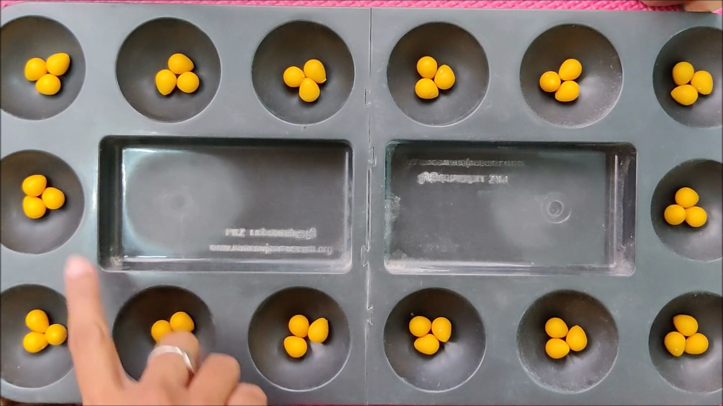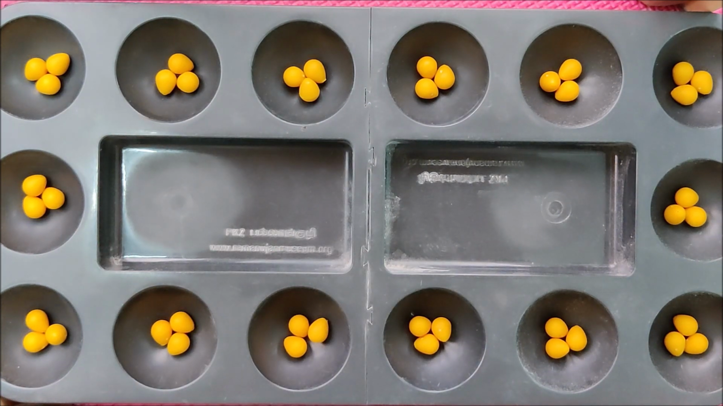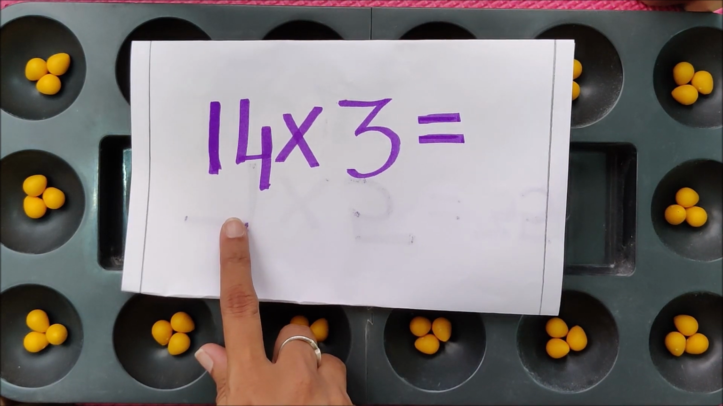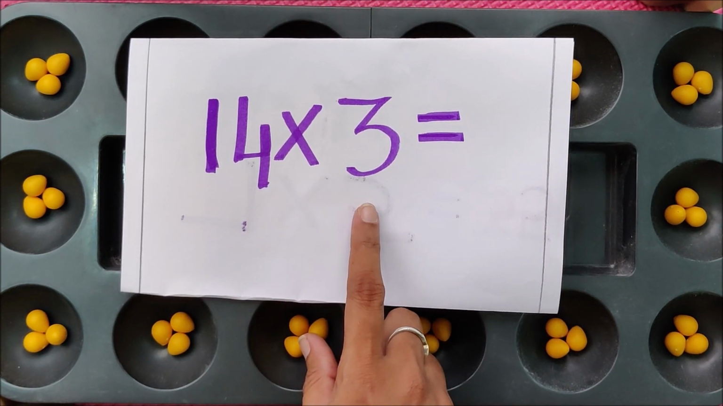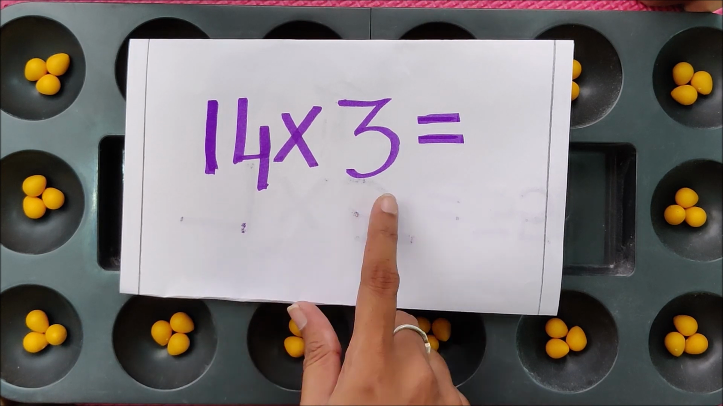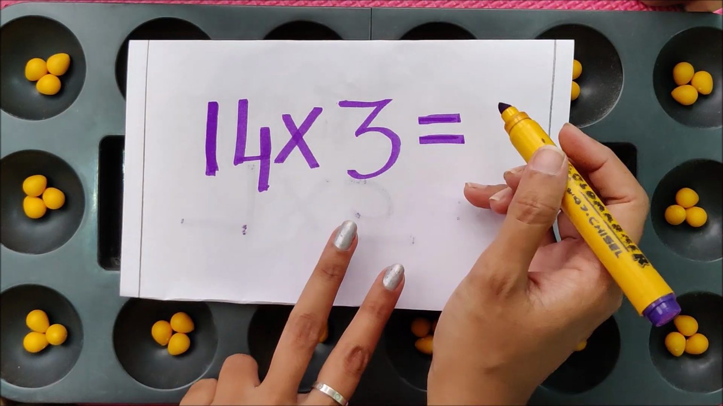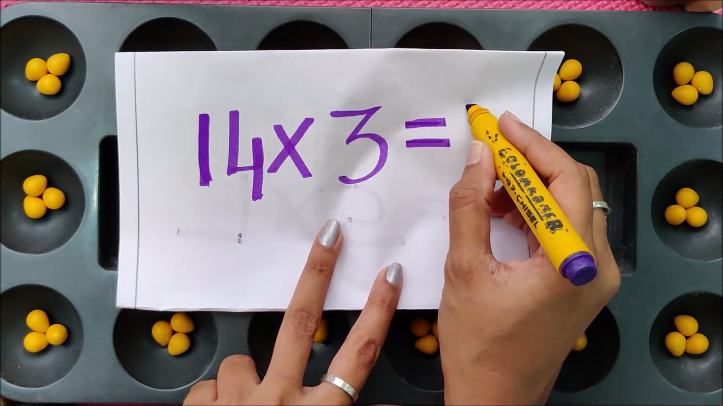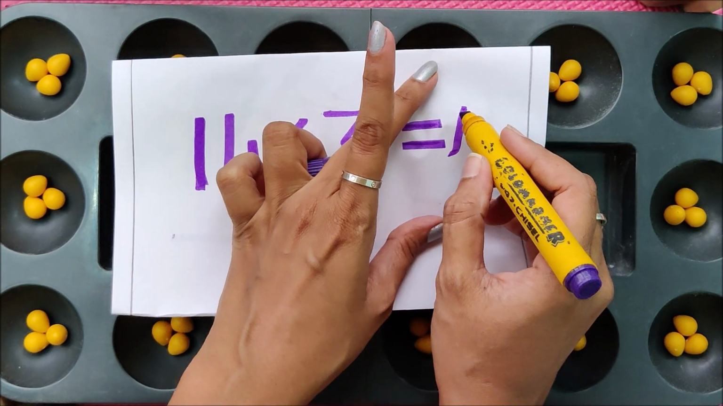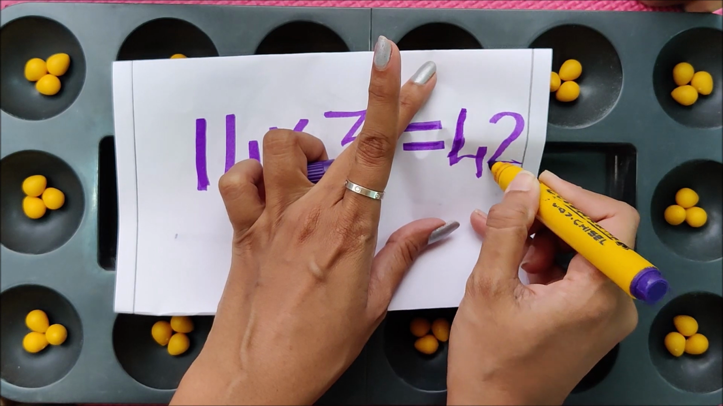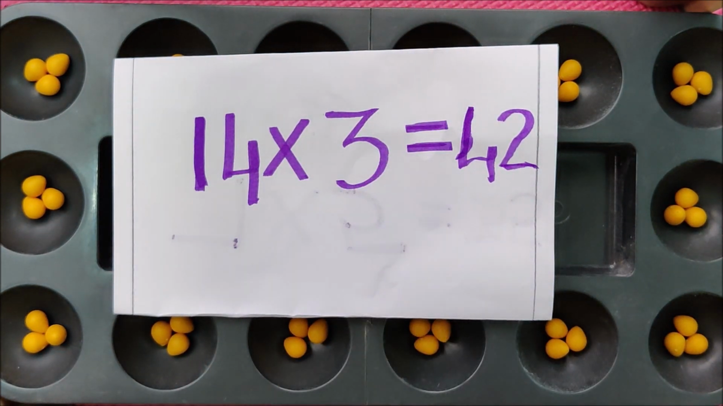Okay, fine. Now totally how many holes are there? 14 holes. In each hole we have 3 beads. Understand? So 14 into 3. 14 into 3 is, yes, very good, 42. So you have to write here 42. Okay, this is the total value of beads. So 14 into 3 is 42.